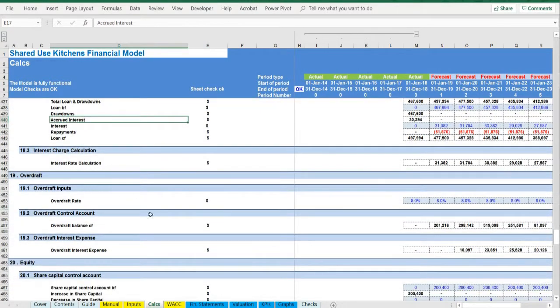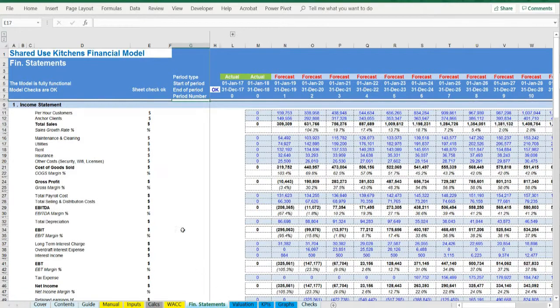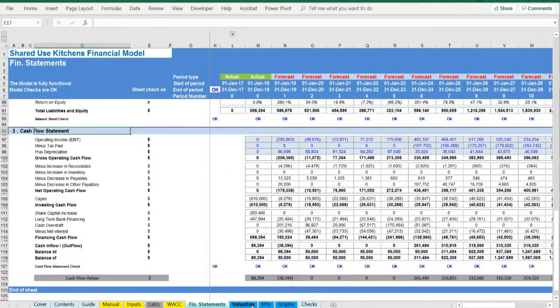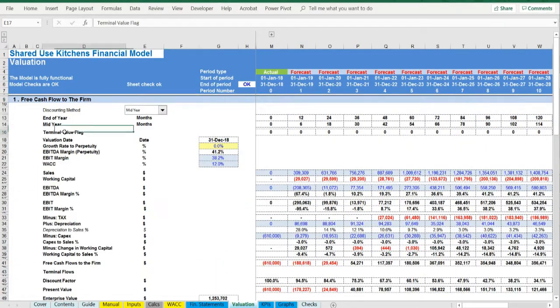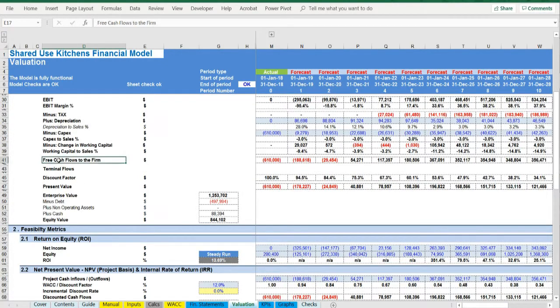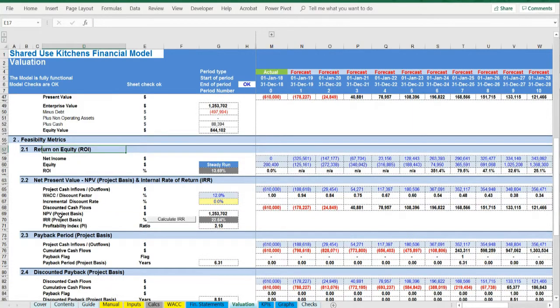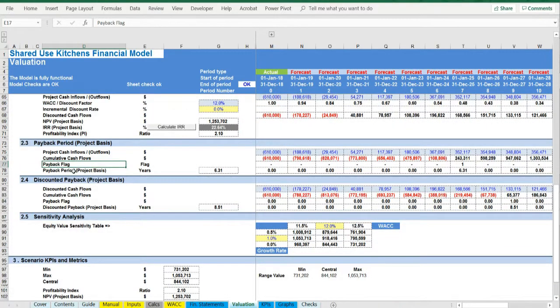In the Financial Statements tab, everything is aggregated here into the relevant statements, profit and loss, balance sheet, and cash flow. Moving to the Valuation tab, a valuation is performed by using the free cash flows to the firm and then a series of investment metrics are presented: return on equity, internal rate of return, net present value, profitability index, payback period. Don't forget you need to enable macros only in order to calculate the internal rate of return, otherwise you don't need it, everything is calculated on the spot.